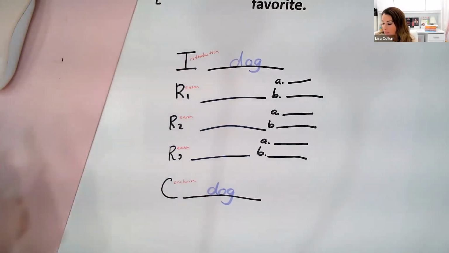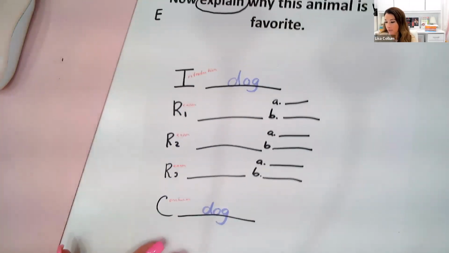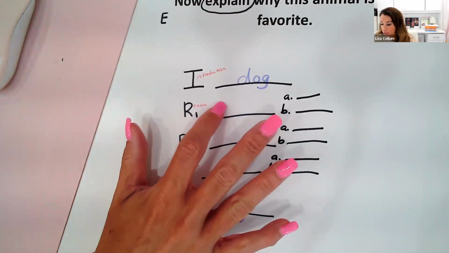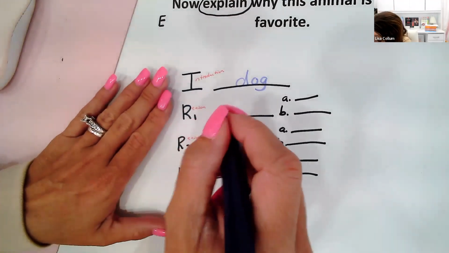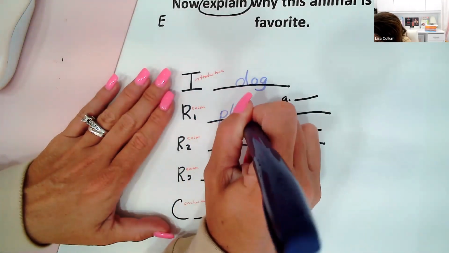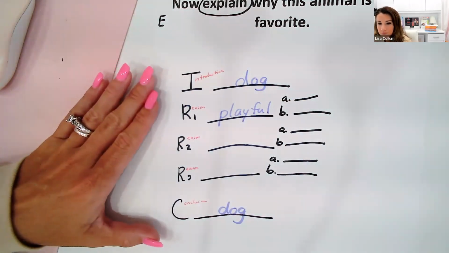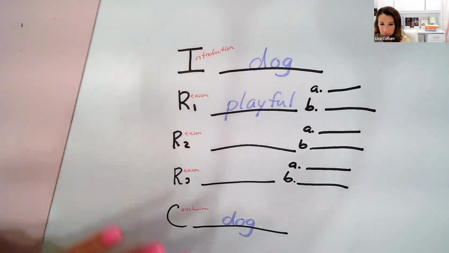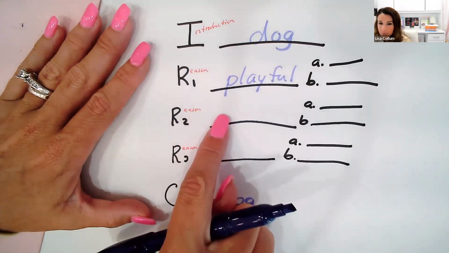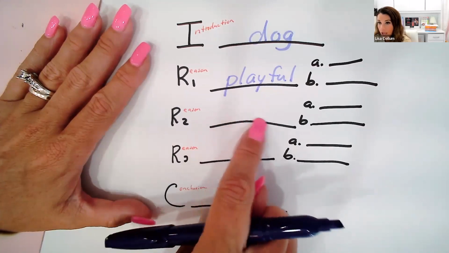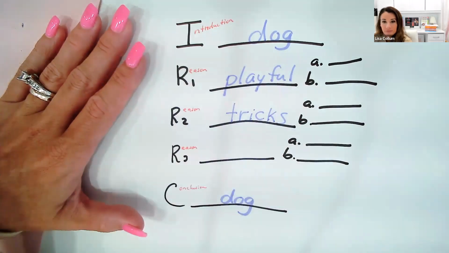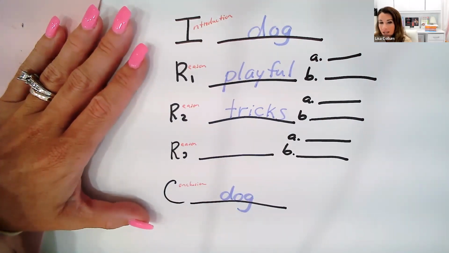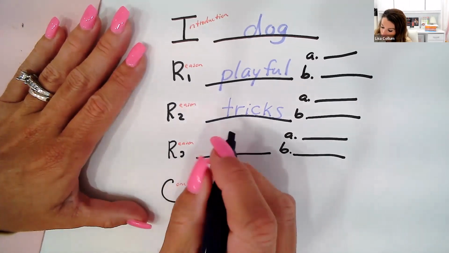Now, I have to come up with 3 reasons why a dog is my favorite animal. Because that's what I'm saying. I'm saying that a dog is my favorite animal. So I've got to come up with 3 reasons of why a dog is my favorite animal. So first, I'm going to say that they are playful. That's my first reason I like dogs. Now I got to come up with a second reason I like dogs. I like dogs because they can do tricks. Right? And the third reason I like dogs is because they can protect you.